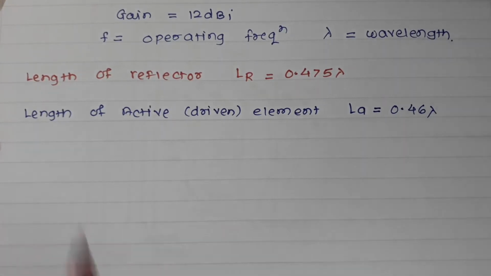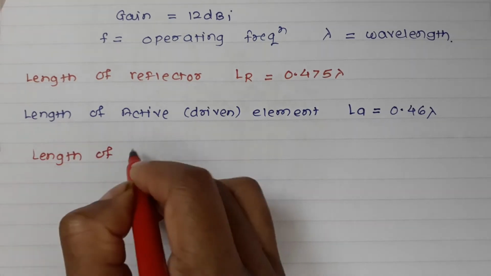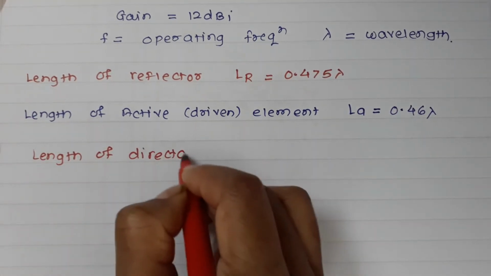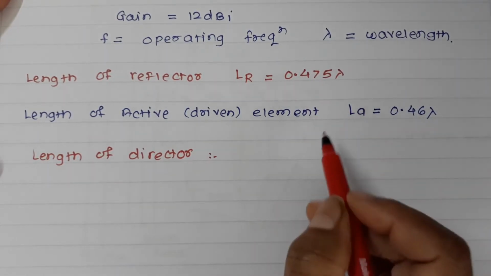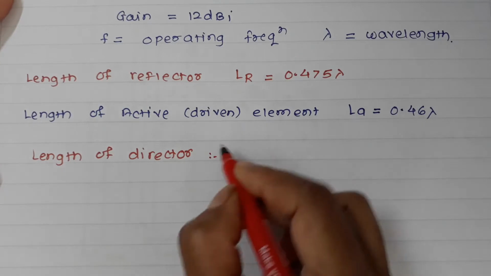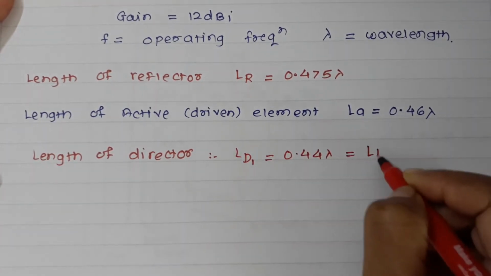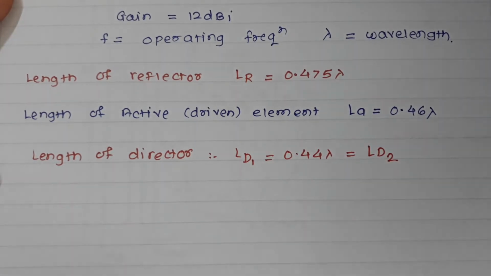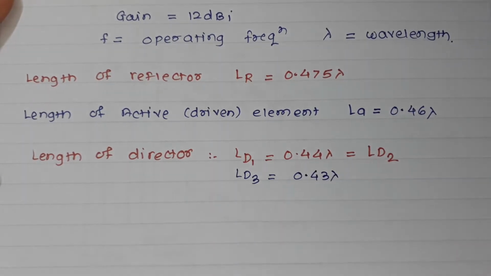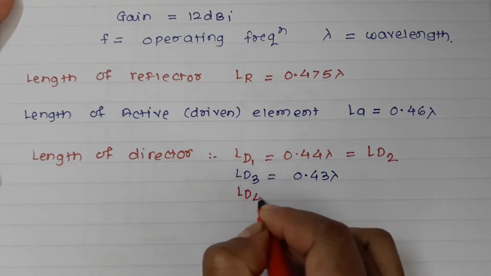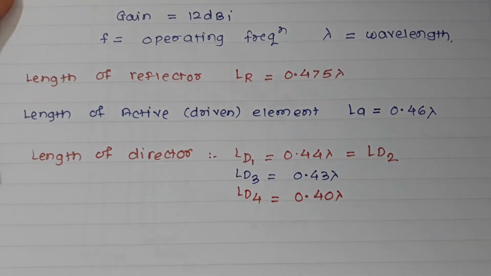Now the next one is the length of the directors. How many directors will we have here? As we know, this is the reflector and this is the driven element, and we will have 4 directors over here. So LD1 is equal to 0.44 lambda, and the same length we keep for director 2. Next is director LD3, which is 0.43 lambda, and then LD4, which is 0.40 lambda. So here we have designed the lengths of the directors also.